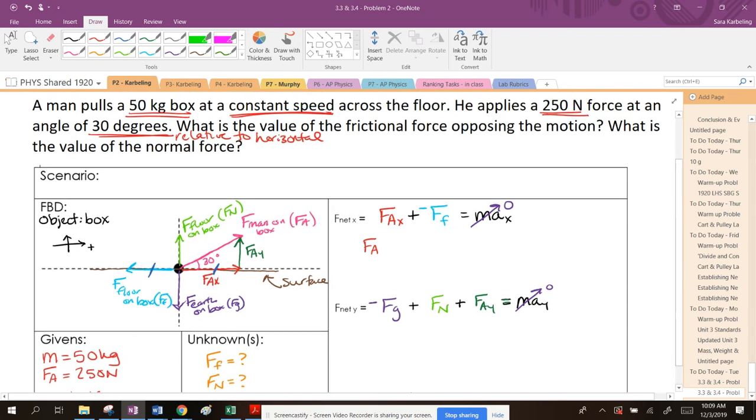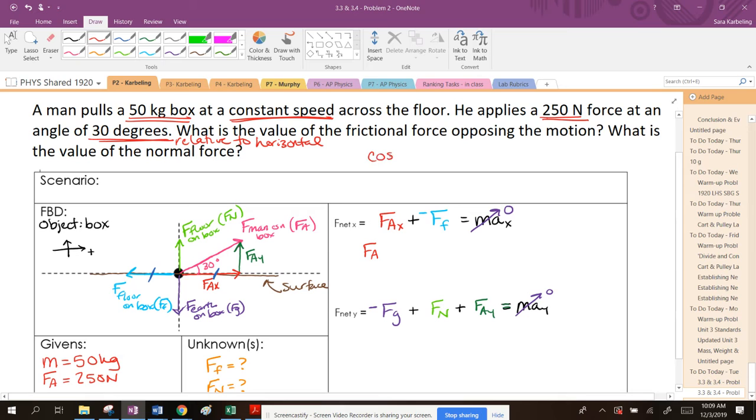Cosine. Let me write this out for you just in case you're confused. The cosine of theta is equal to the adjacent over the hypotenuse. So the cosine of my angle, 30 degrees, is equal to the adjacent part, FAX, that's what I don't know, divided by my hypotenuse, which is FA, in this case 250. So I can say that FAX is equal to 250 cosine 30. How we doing, team? Did I mess you up, or are you okay?